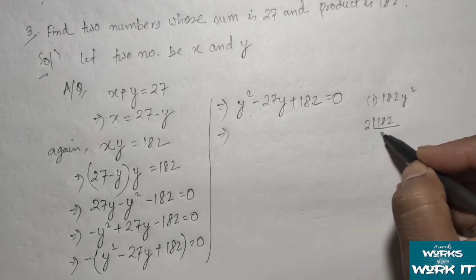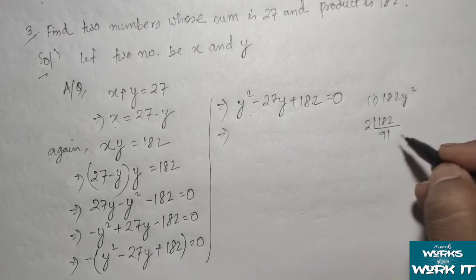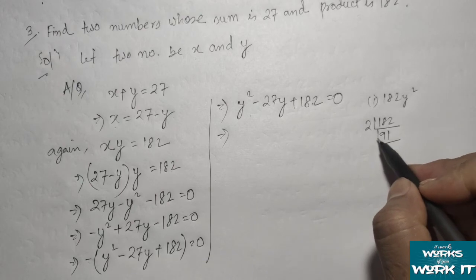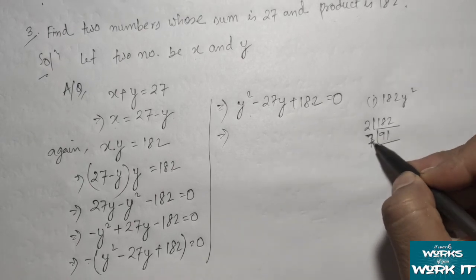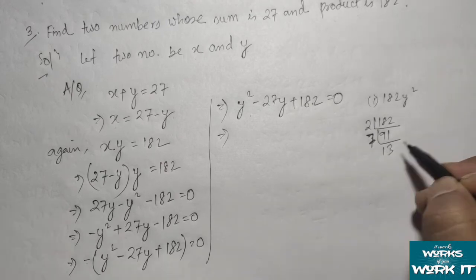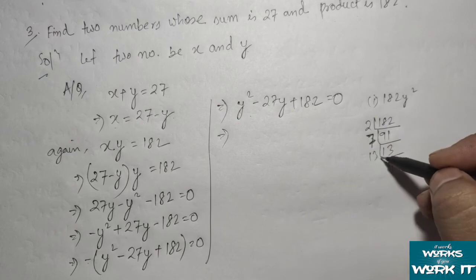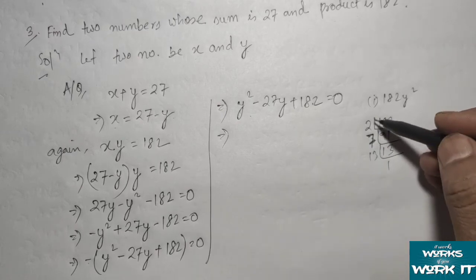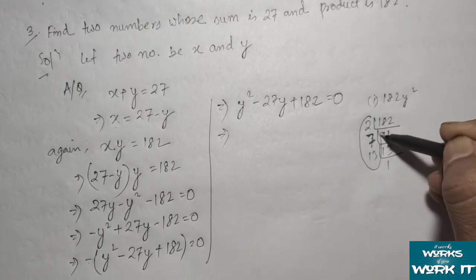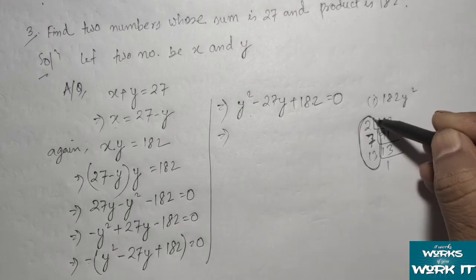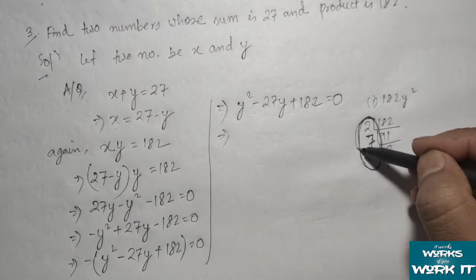So it will be 2, 91, again 3 I am taking here, so it will not go with 3, again 7 I am taking, so 7, 13. So we are getting 13 into 1, 13. Okay, so now we are getting 3 numbers here. So out of these 3 we have to make 2 numbers here.